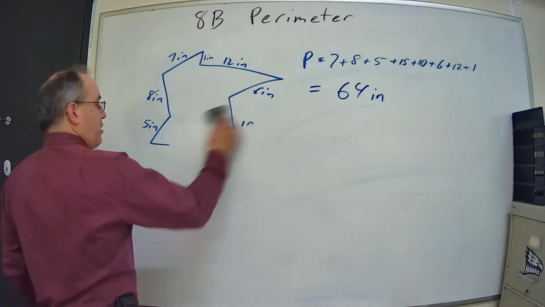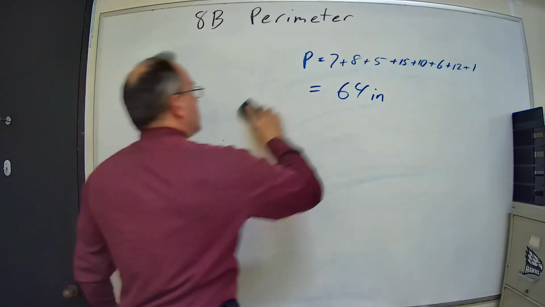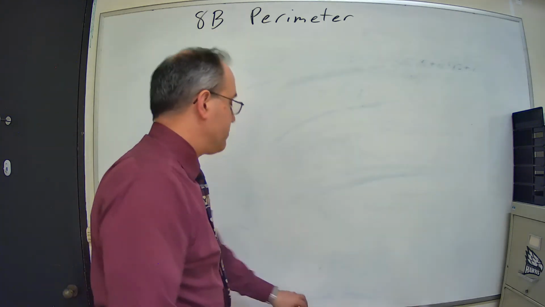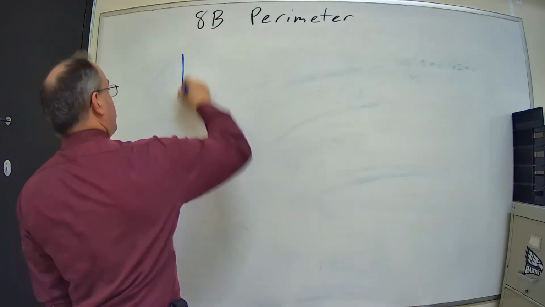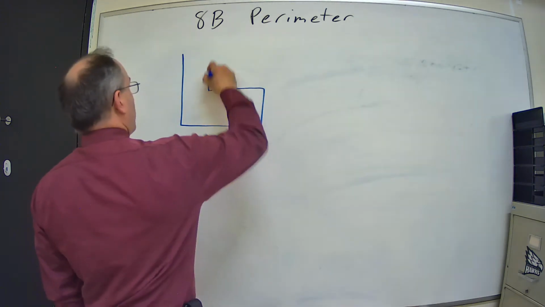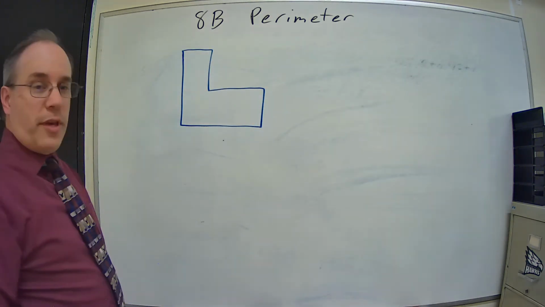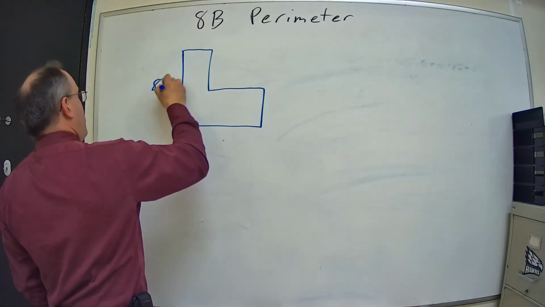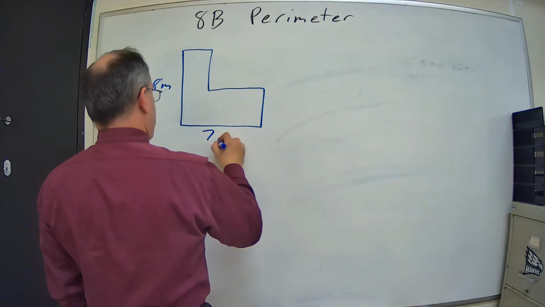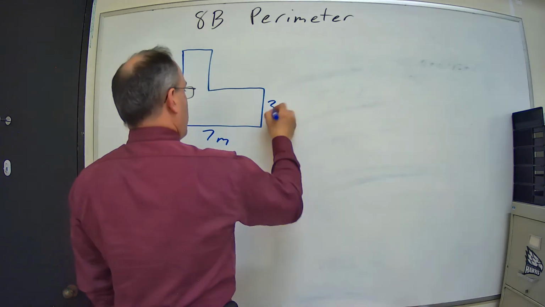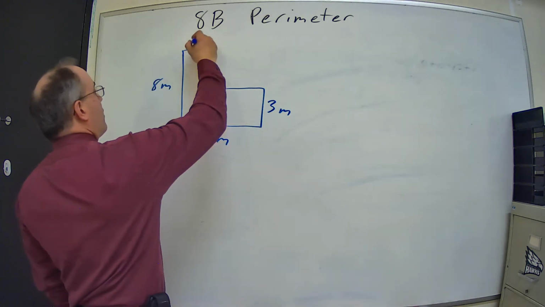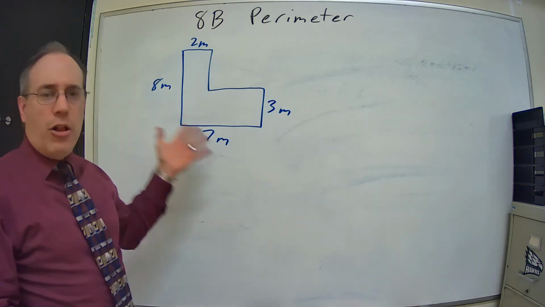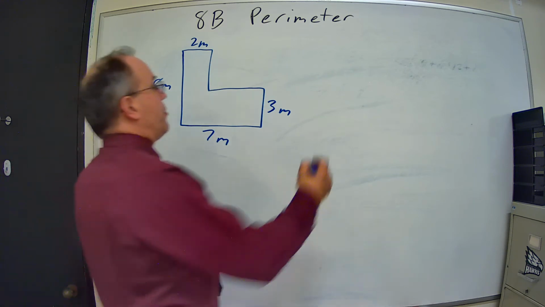I'm going to take you to something a little more complicated, one where we have to do a little bit of figuring to determine what some of the sides are. It's not too much more complicated, but let's say I have 8 meters, 7 meters, 3 meters, and 2 meters. So now I have this L shape, and I want to find the perimeter.